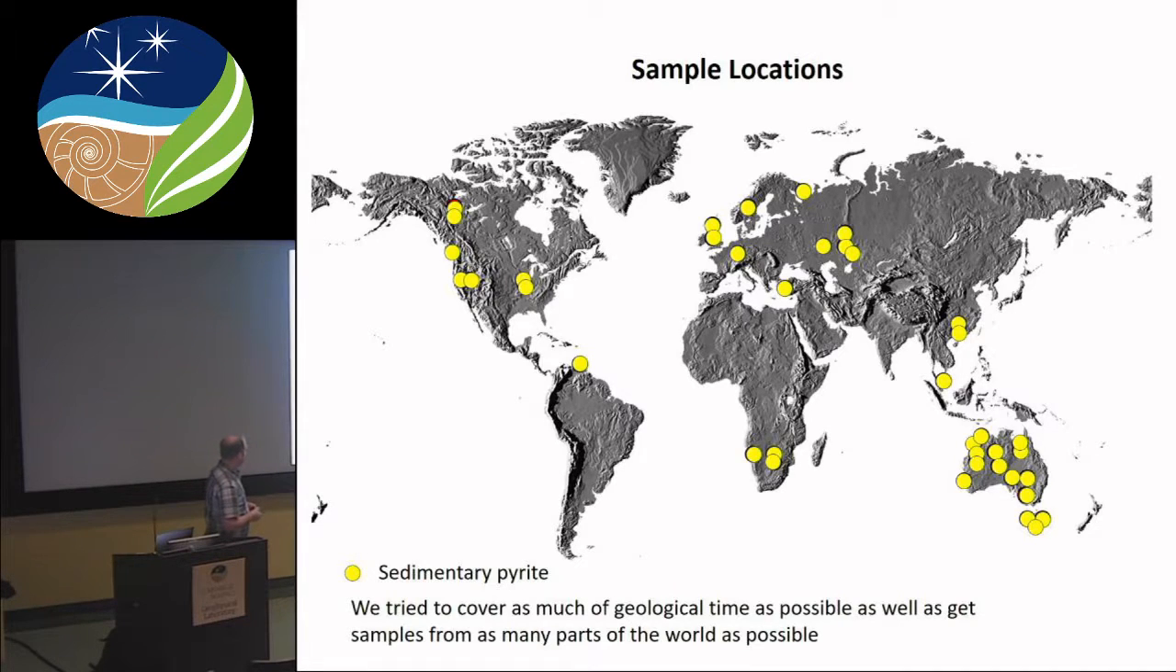So this is a reminder of where our different sedimentary pyrites are from. We were hoping to get them from as many parts of the world as possible. Again, we have an Australian bias. We also tried to hit formations to get as wide a range of different time periods as possible. This is still a work in progress, and what I'm showing you today is going to be a little bit less than what Ross has been continuing to put together at UTAS.